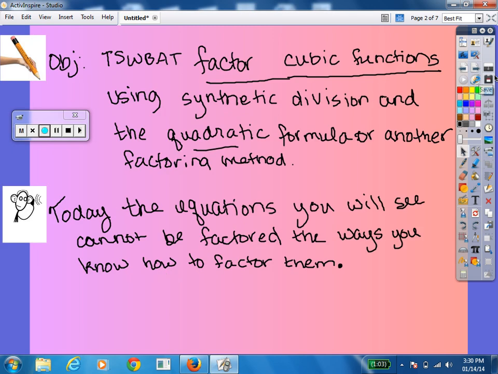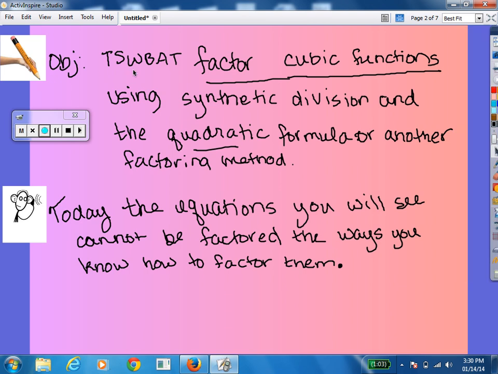Alright, so today the title of your notes is Factoring Cubic Functions. You, the student, will be attempting to factor cubic functions. In fact, you will be able to factor cubic functions. You're going to use synthetic division to find your first factor, and then you're going to use the quadratic formula or another factoring method, if you choose, to factor your leftovers from your synthetic division.